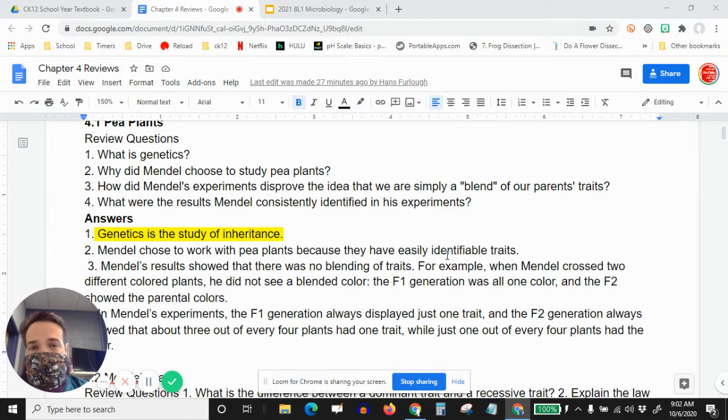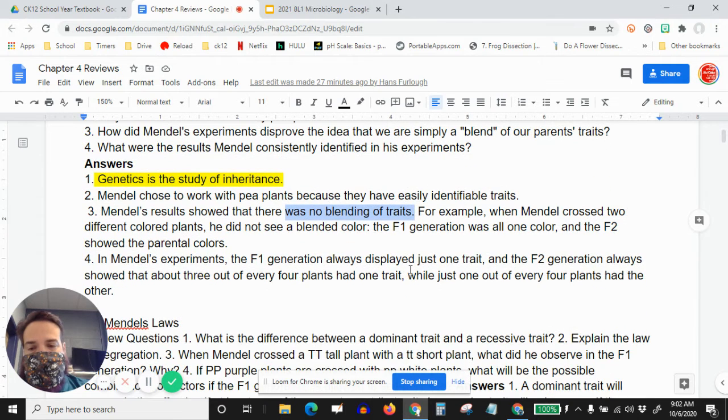The pea was either wrinkled or it was smooth. There was no in between. So he could very easily tell which trait was showing up in that pea plant. He was one of the first ones to show that there was no blending. Previous to Mendel, they thought if you had a really tall person and a really short person, that those traits would blend and you would get an average sized person.